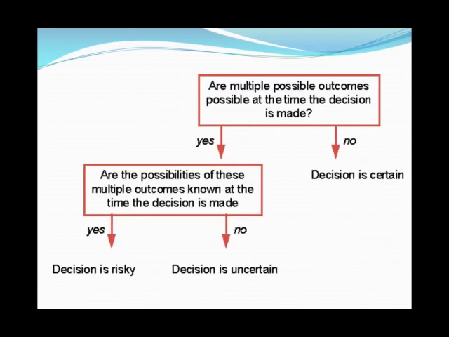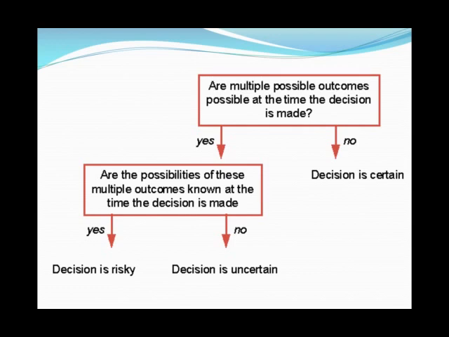And if you want to look at how to decide, in a flowchart, whether a decision is made under certainty, uncertainty, or risk, you can ask these questions. Are multiple possible outcomes possible at the same time the decision's made?